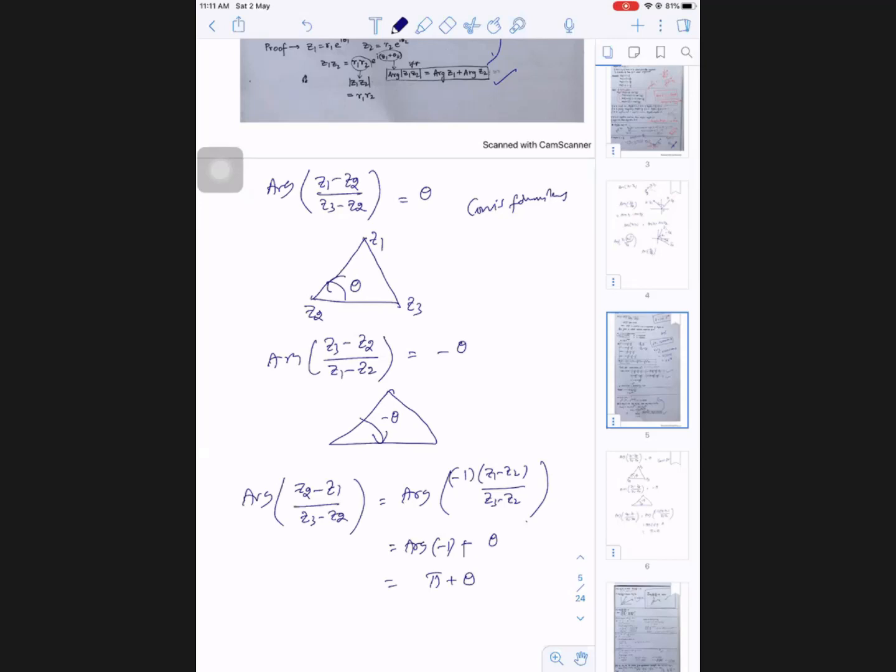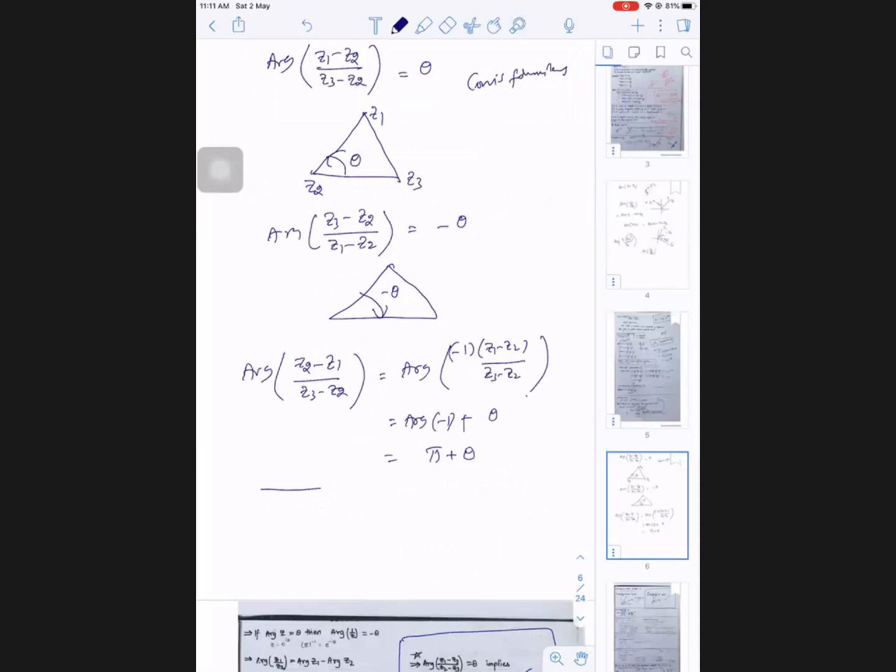So argument of (Z2 minus Z1) by (Z3 minus Z2) is 180 minus theta. The reason is, in terms of vectors, if you observe, last time he gave this angle theta as Z1 minus Z2. Now here Z2 minus Z1 is there. Z2 minus Z1 means what? Obviously that is opposite to this.